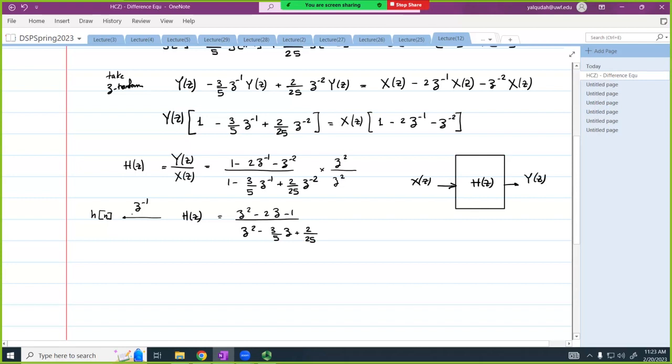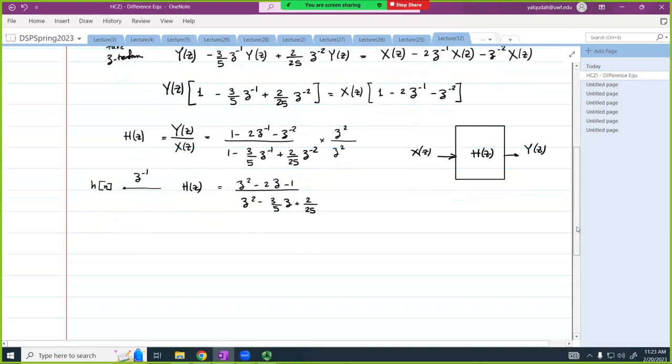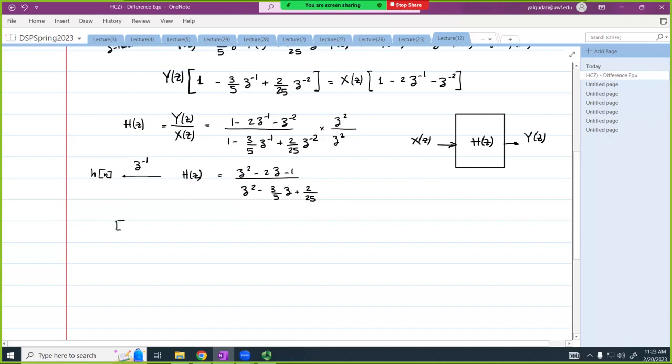Okay. Let's do another example where we are given h of z equal to z minus 1/2 divided by z squared plus 3 over 4 z plus 1 over 8. And we're going to find the difference equation.